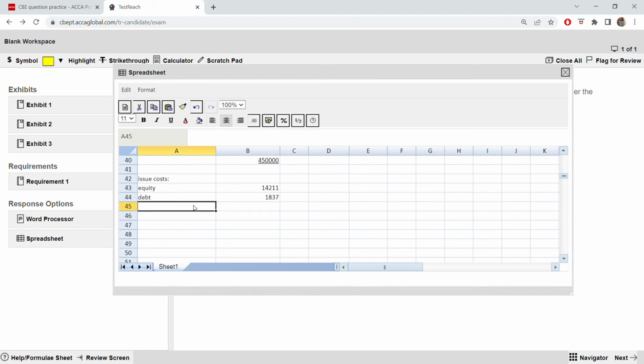Okay. Issue cost on debt at time 0. Or you can just write D. Now I'm going to put the bracket.